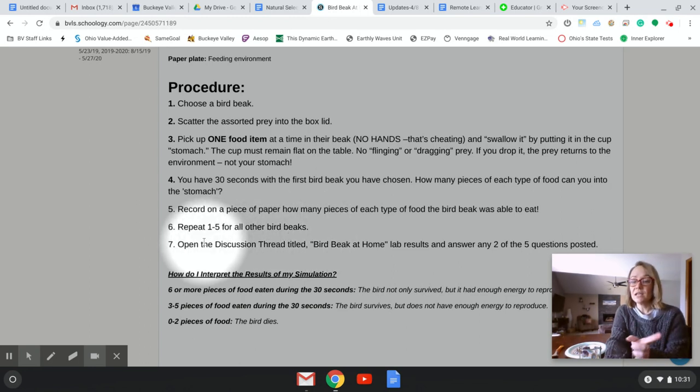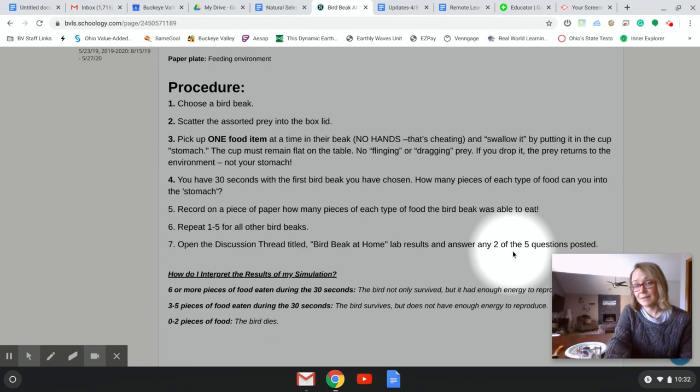And then in this folder, we have a discussion thread titled Bird Beak at Home Lab Results. We have some questions up at the top. You can answer all the questions that you like, respond to your classmates' answers as well, but we do ask that you at least choose any 2 of the questions to respond to tell us about your lab simulation. Also, if you can take a picture of what you're doing and upload it and share it with us, that would be great.